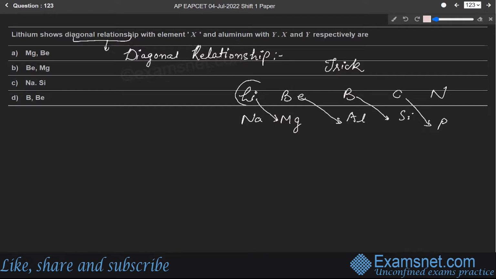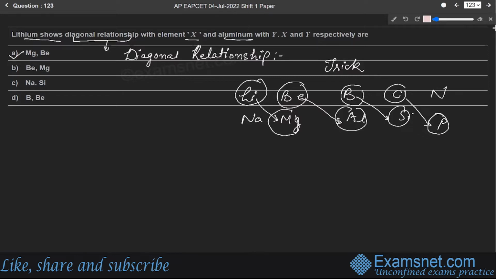When you match this, they almost have similar properties. Lithium and magnesium have similar properties. Beryllium and aluminium have similar properties. Boron and silicon have similar properties. Carbon and phosphorus have similar properties. So the question has just asked us this. Lithium shows diagonal relationship with element X. Which element is that? That is magnesium, which you can see in options A and B. Beryllium shows it with aluminium. So option A is the correct answer.